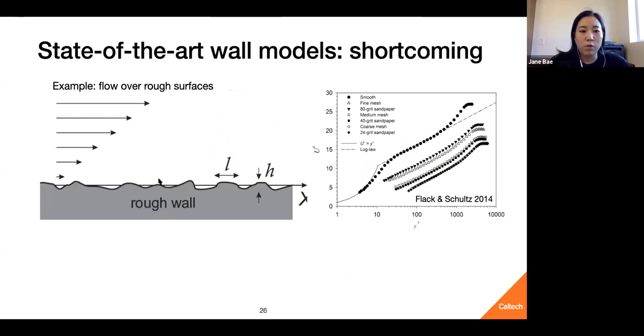Same thing for rough walls. So for example, if you have a rough wall instead of a very smooth wall, you would see discrepancies in the log law. As you start increasing your roughness, you would see the velocity profile shifting down, which means there's a change in our intercept constant b. But if we use the current wall models, this wouldn't be captured.